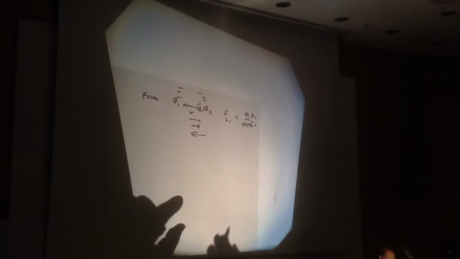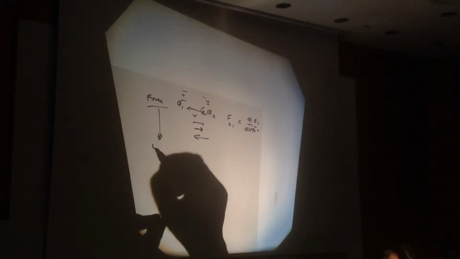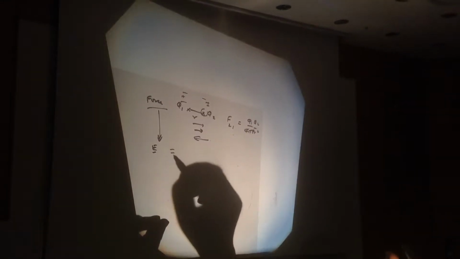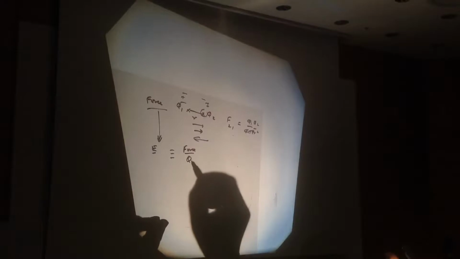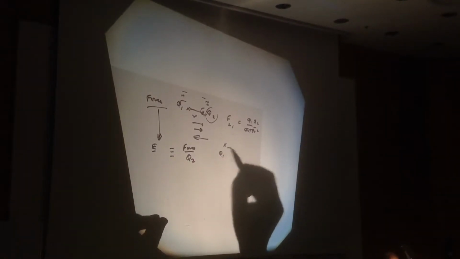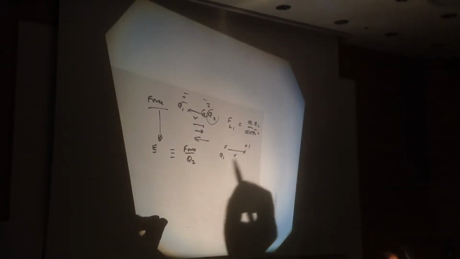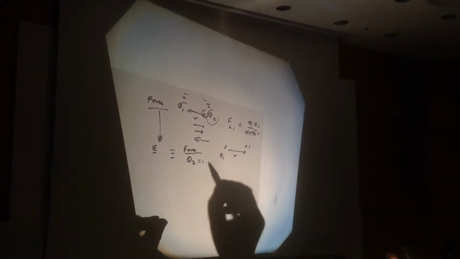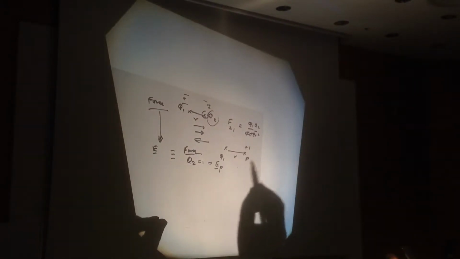And then we saw that from the idea of force, you can go to the idea of field. E is defined as force over Q, charge. In this case, we take Q2 equal to 1 at this point P. This is called the test charge, the unit positive test charge.